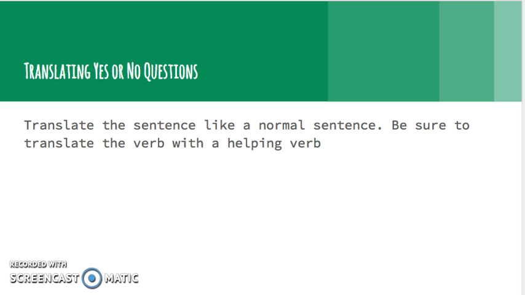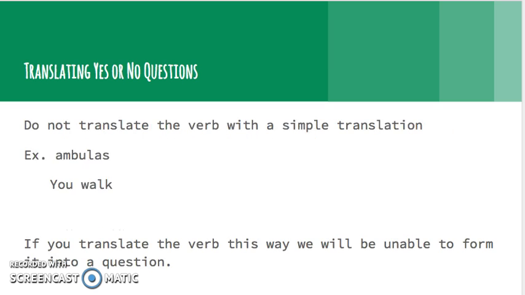As far as translating it goes, I want you to start out by translating the sentence as if it were a normal sentence and not a question. Be sure to translate the verb with a helping verb. So that would be a progressive translation or an emphatic translation, but not a simple translation. For example, if the verb is ambulas, we would translate it as you are walking or you do walk. Don't translate it simply as you walk.